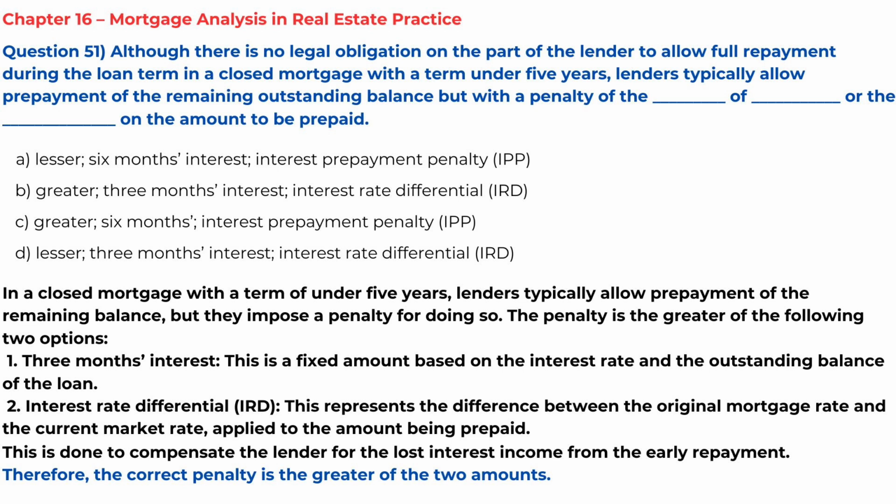The penalty is the greater of the following 2 options. 1. Three months' interest. This is a fixed amount based on the interest rate and the outstanding balance of the loan. 2. Interest rate differential, IRD. This represents the difference between the original mortgage rate and the current market rate, applied to the amount being prepaid. This is done to compensate the lender for the lost interest income from the early repayment. Therefore, the correct penalty is the greater of the 2 amounts.